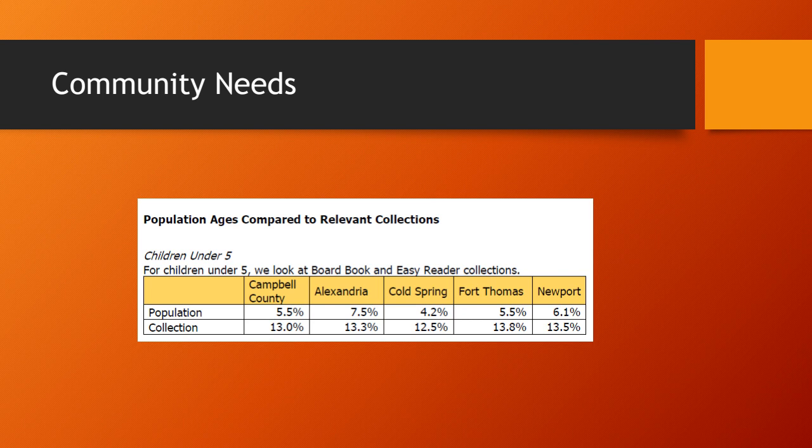I think they were 7.5% of the population, but the collection was 13%. So the size of the collection is because of the limited space. We really don't have room to include more than that. Gotcha. And so that's why, overall, Alexandria's usage is going to be really high compared to the size of the collection. Makes perfect sense. That's what we were wondering. There you go. Our Alexandria collection only has a little over 5,000 materials. It's just a small storefront location.